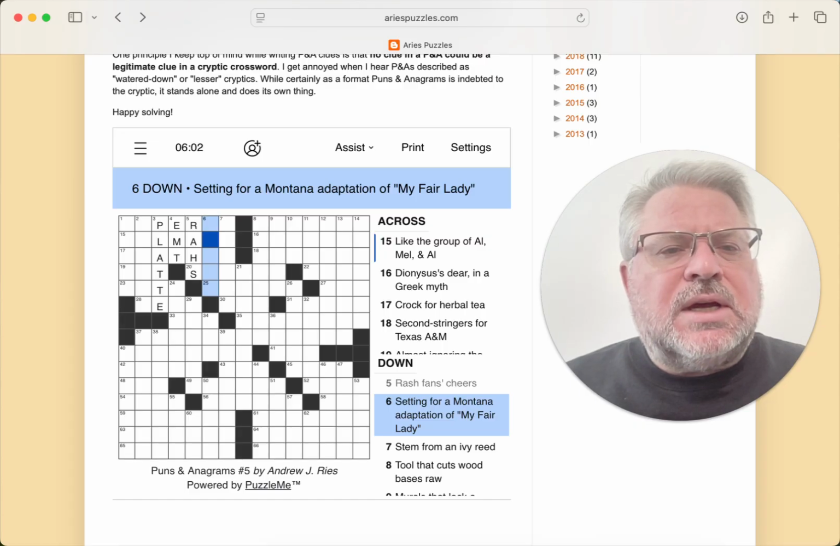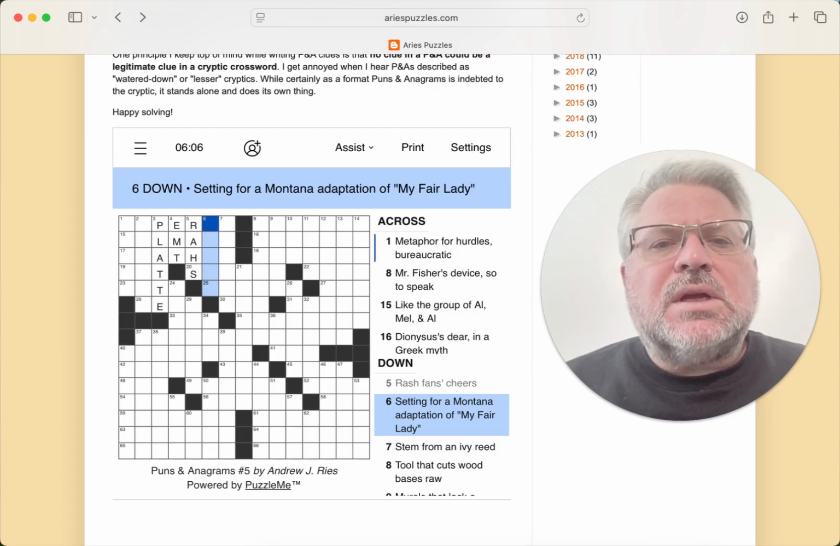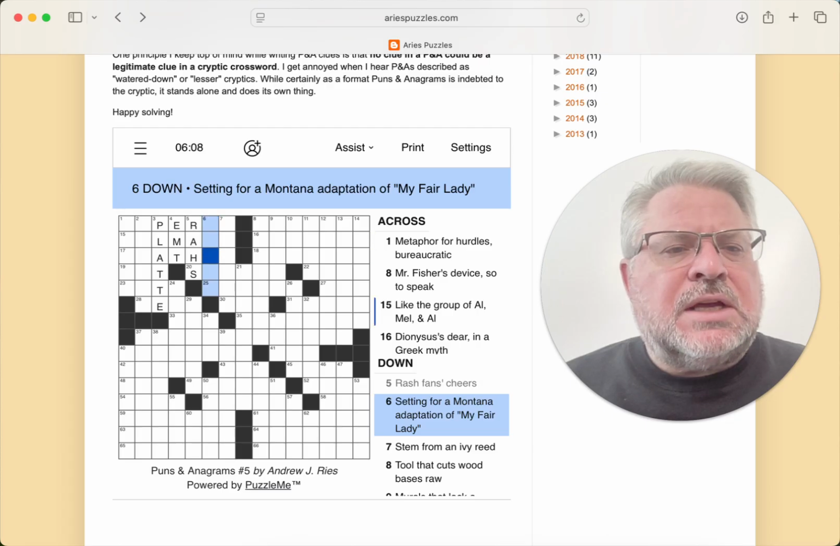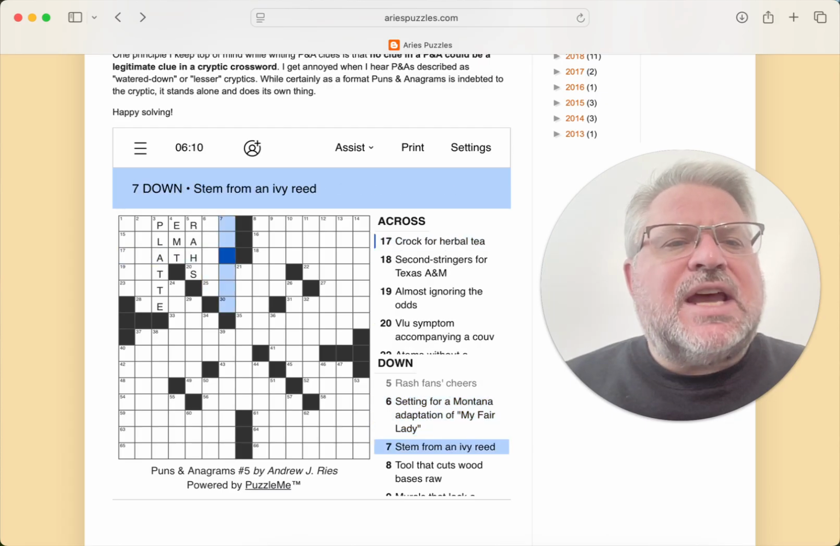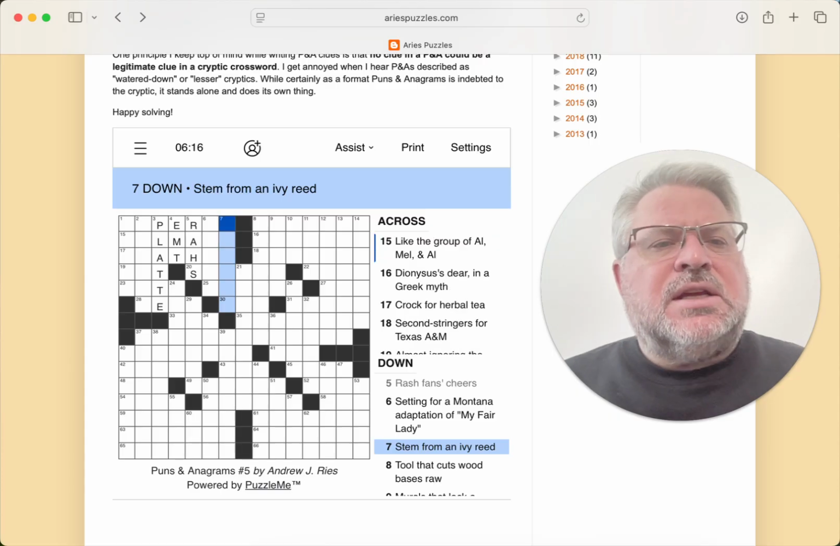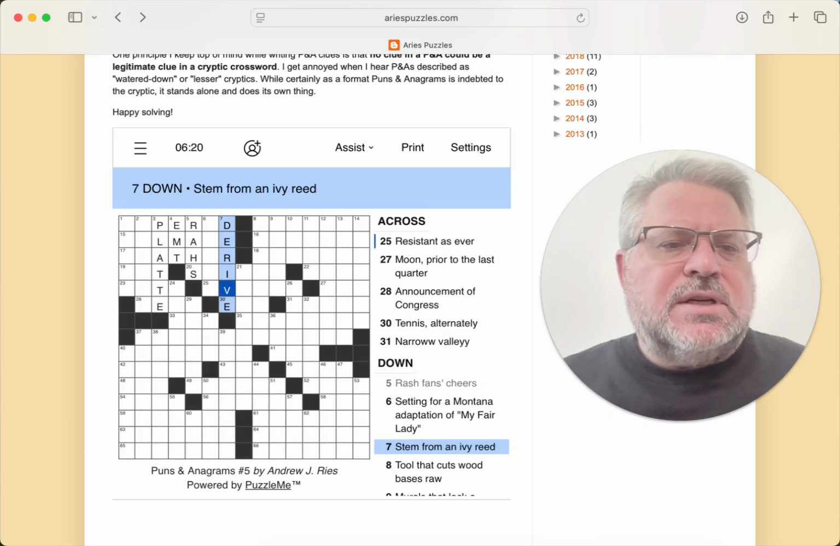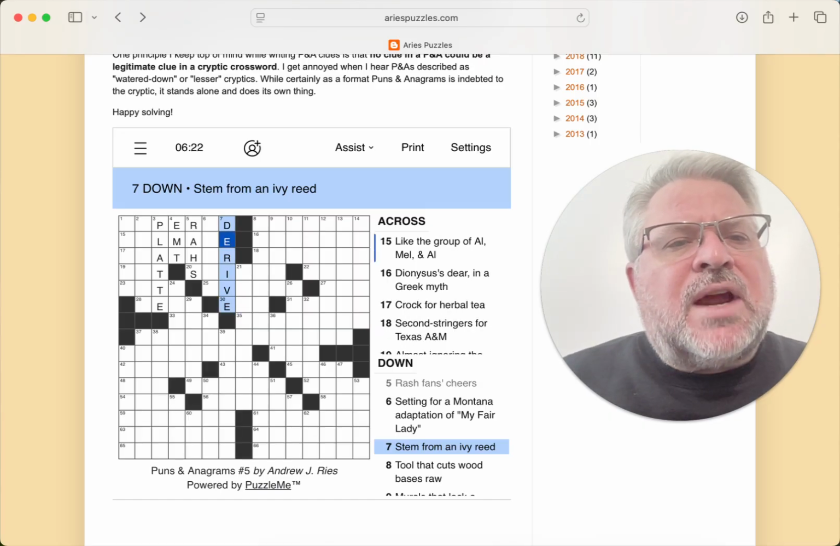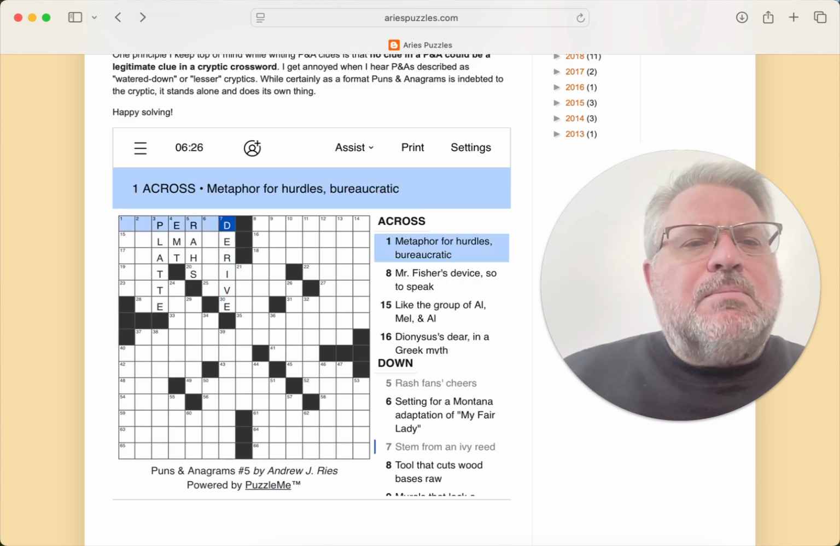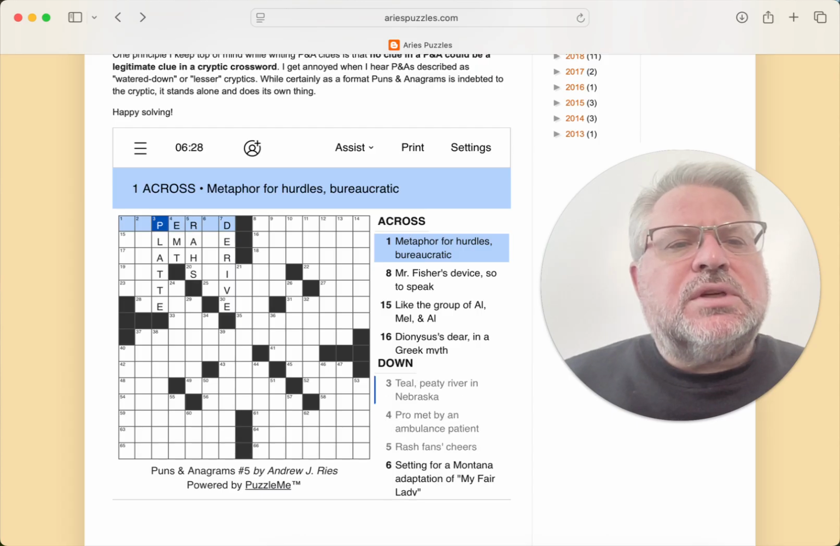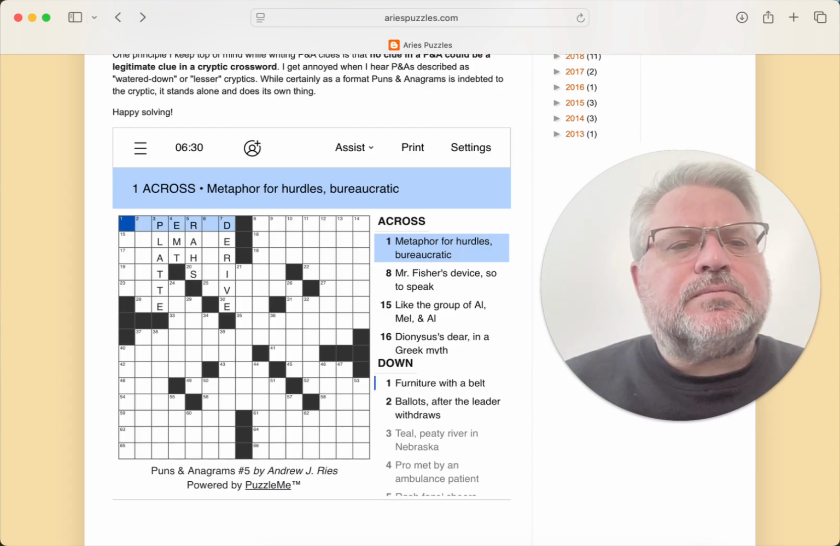Are we using MT, I think is the postal code for Montana? My Fair Lady, don't know that. Seven down, stem from an Ivy reed. I-V R-E-D, and stem from is derive. Derive is an anagram of I-V-R-E-E-D, means stem from.